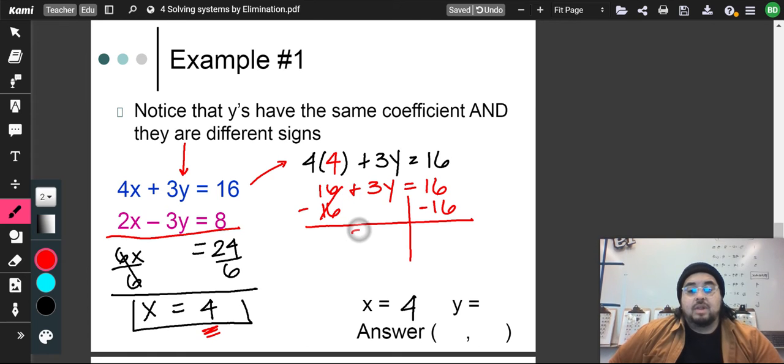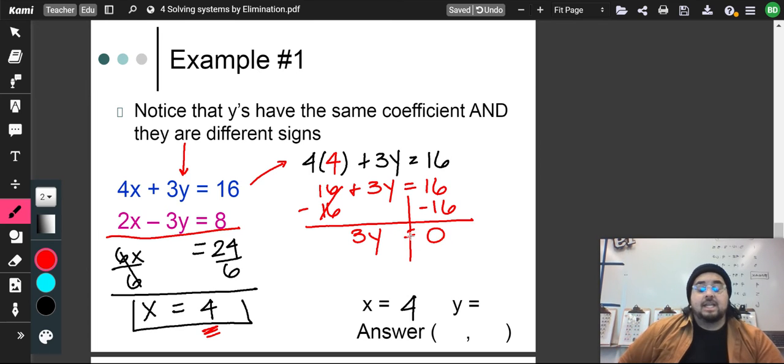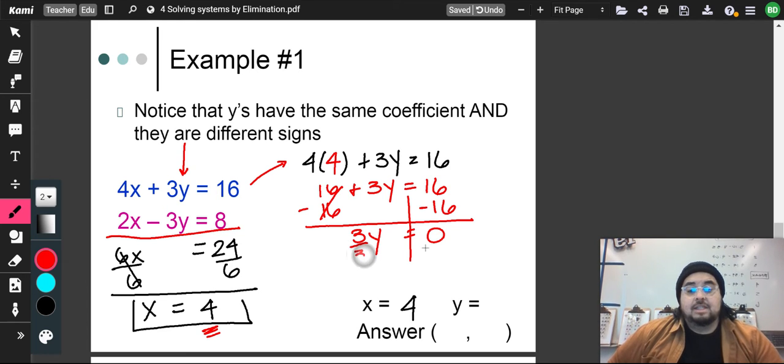That cancels out. And 3y is equal to 0, which a lot of students tend to think they made a mistake when they get 0, but 0 is a number. So even when I divide 0 by 3, I still get 0. And so that is my value for y. Y equals 0.